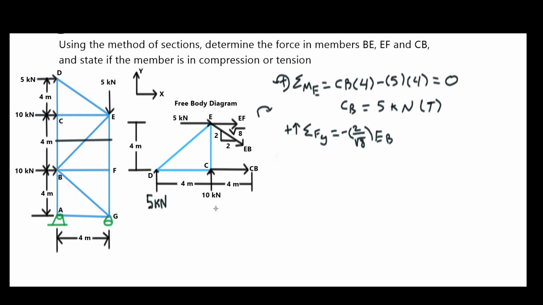Now, looking at the rest of this free body diagram, we have only 2 values in the y direction, this positive 5 kilonewtons and this positive 10 kilonewtons. So we'll go ahead and write those. And that gives us a value, so EB, after we isolate and then solve for EB, a positive 21.2 kilonewtons. Once again, since it's positive, we guessed right, it's in tension.